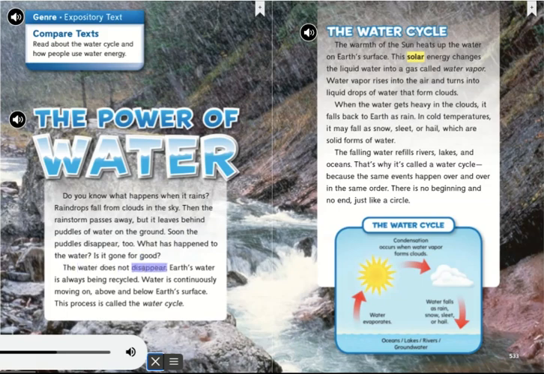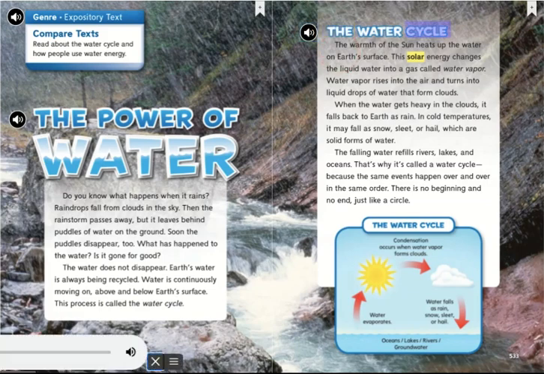The water does not disappear. Earth's water is always being recycled. Water is continuously moving on above and below Earth's surface. This process is called the water cycle.